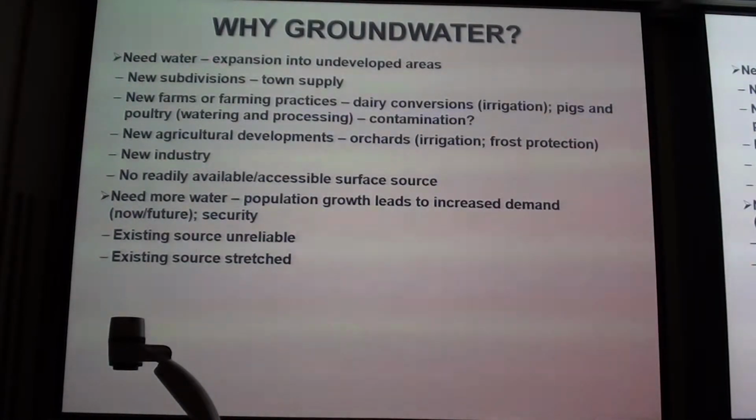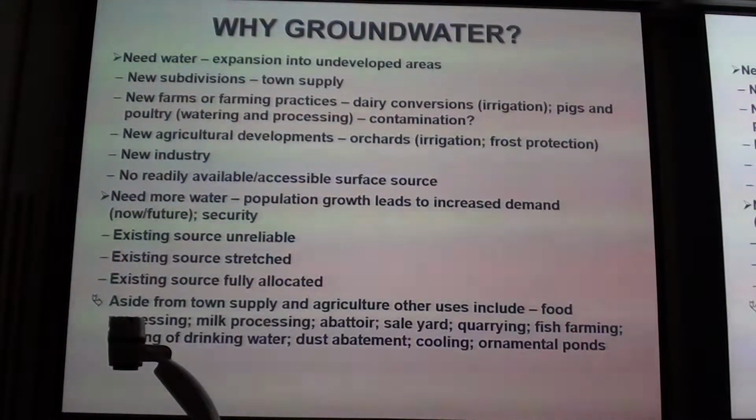The existing source is stretched, okay, as in the case with the guy that drained the thing, and also over holiday seasons or drought seasons. Okay, so when the lakes and rivers lower, they get to a certain level, you can't take any more. Okay, your resource is very stretched. You have to start rationing or bringing water in. Same with this one, fully allocated for exactly the same reason.